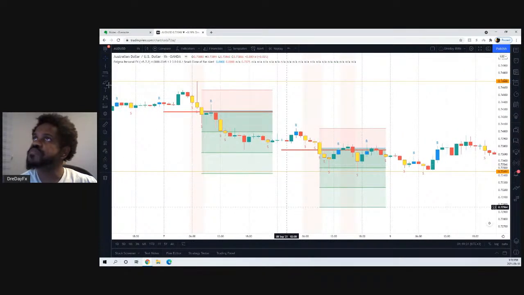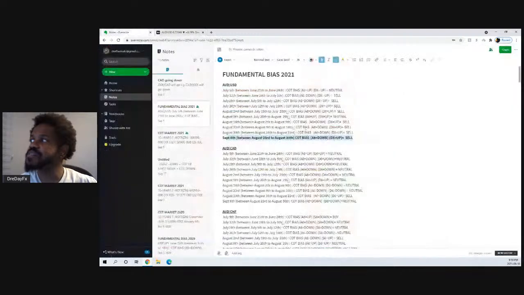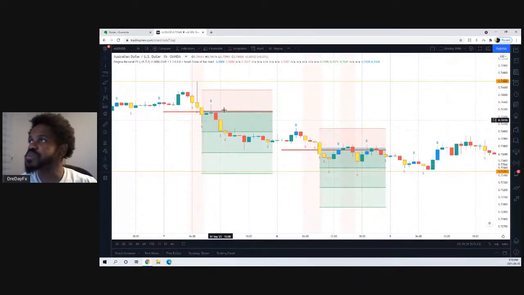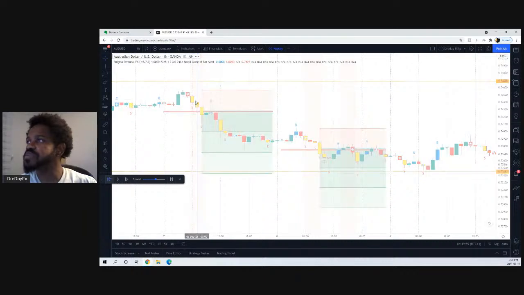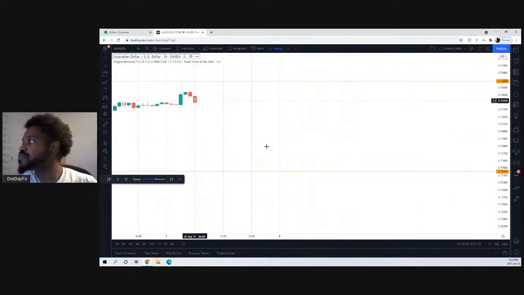So since our fundamental bias was giving us a sell, now we're looking for sell entries, okay? And as you can see, with our Enigma signal that we had for this week for AUD USD, there was a sell pattern right there, okay? So we're gonna start the review.